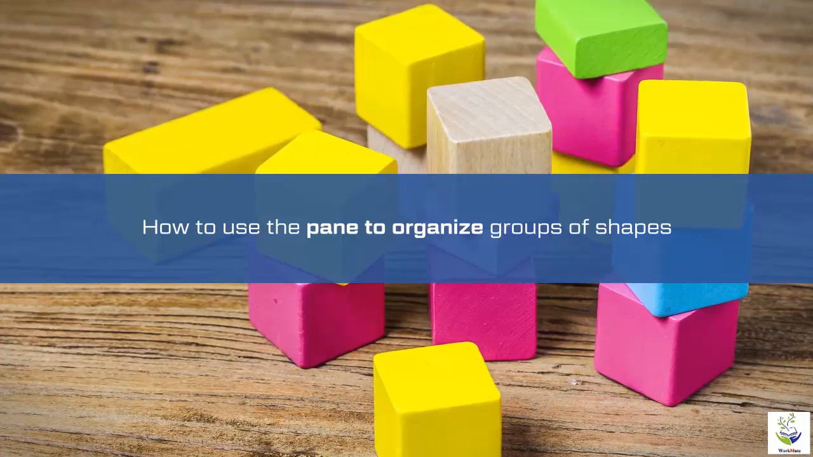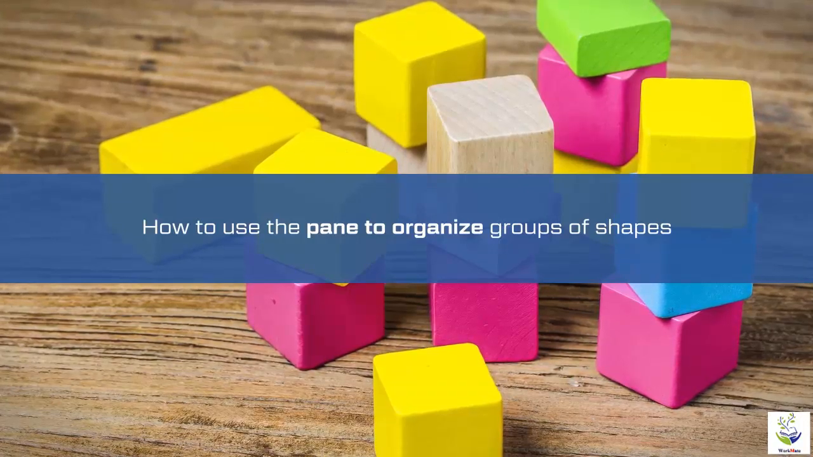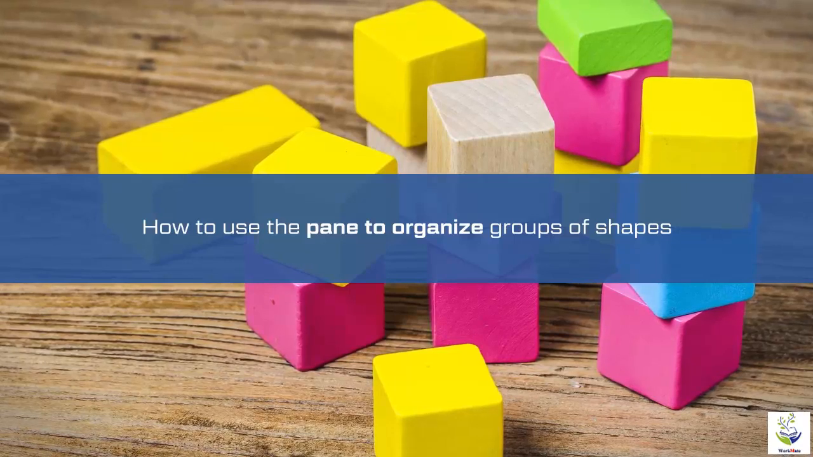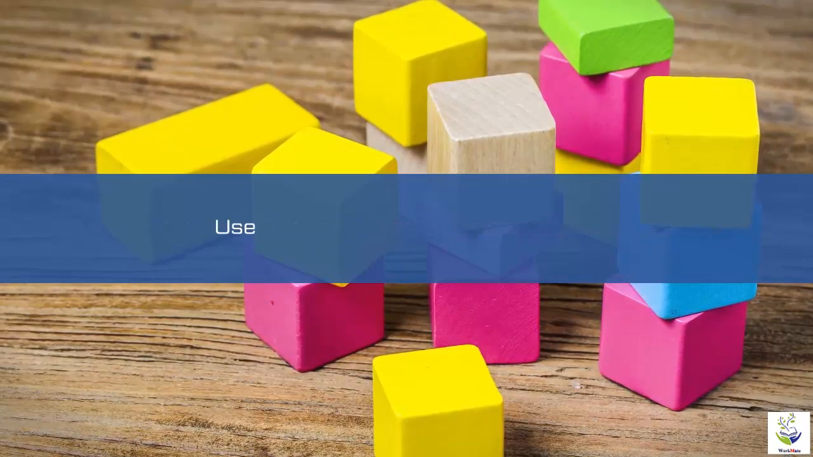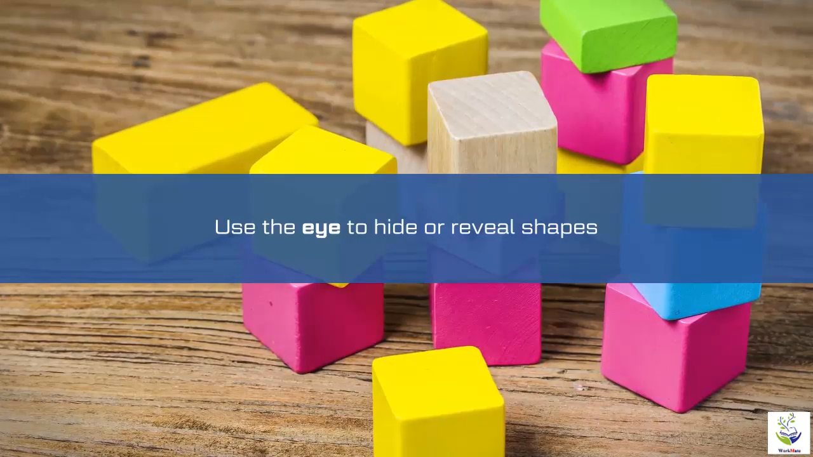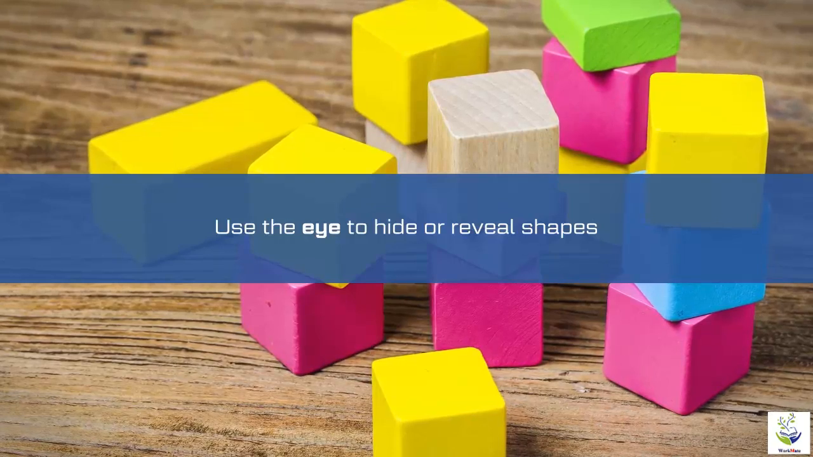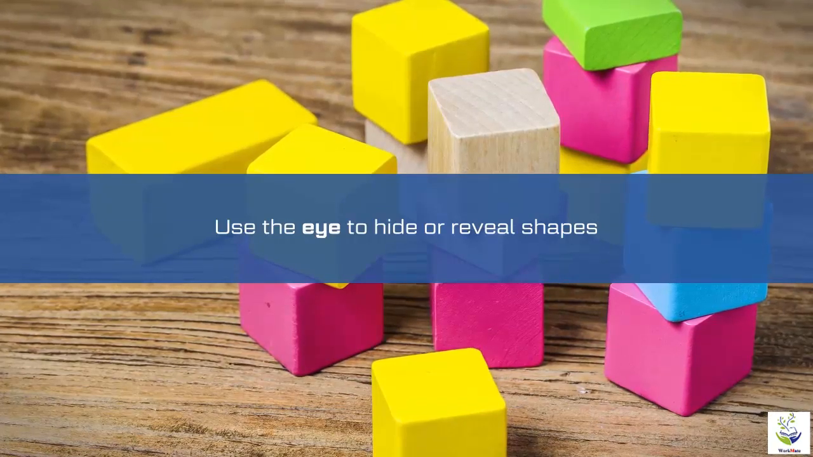So if you've got lots of groups, we can see the group and all of the shapes within, and it allows you to easily manage those elements of the group. Within the pane you've got the eye tool, which is the tool that hides and reveals shapes for when you're working with them. We're also going to take a look at more properties of shapes.